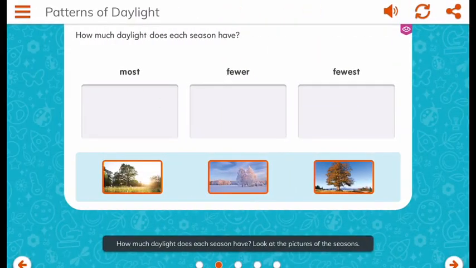How much daylight does each season have? Look at the pictures of the seasons. Match the pictures to the words. I see a picture of summer, a picture of winter, and a picture of fall. Which one has the most? Which one has fewer? And which one has fewest?